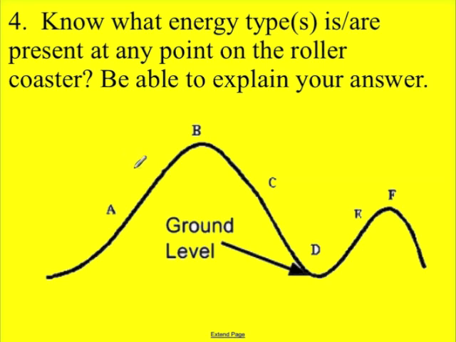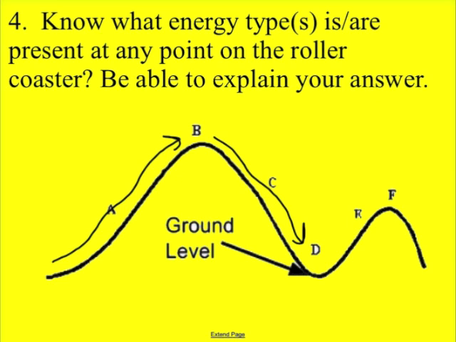Here's the same diagram. Know what energy type is or are present at any of the points on the roller coaster. So it basically goes back to the last two diagrams. Just know as you go up, your GE will be increasing, and your KE is decreasing. But as you go down, your KE is increasing, and as your KE increases, your GE decreases. So be able to explain that, whether it's in this type of diagram or a different diagram, just know what happens to KE and what happens to GE.